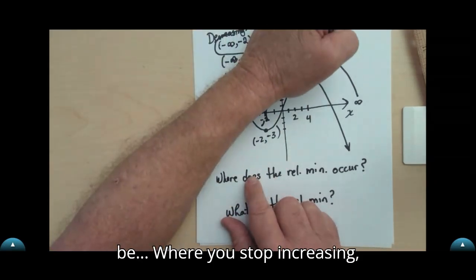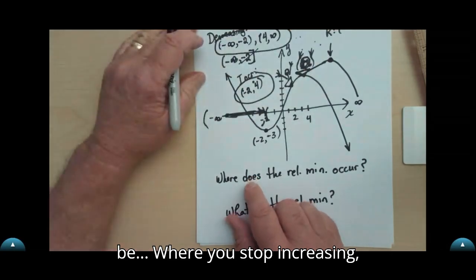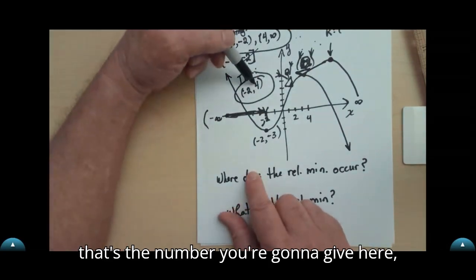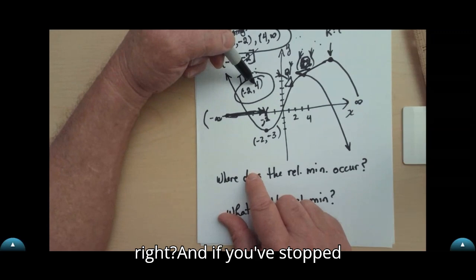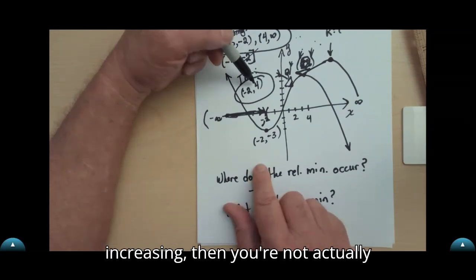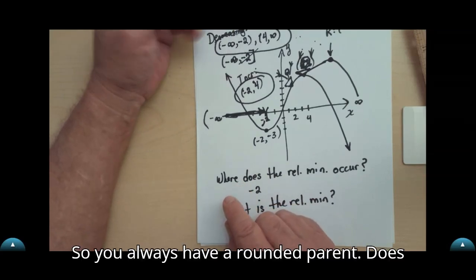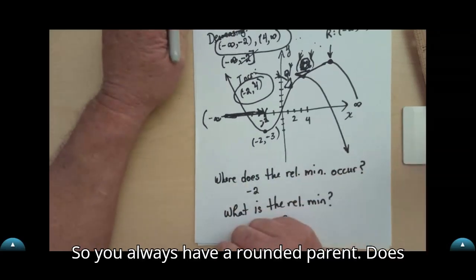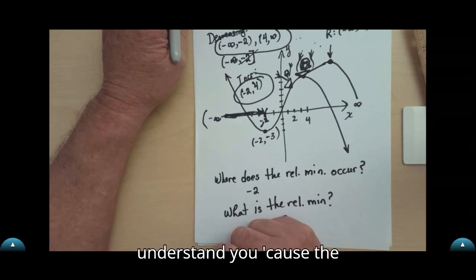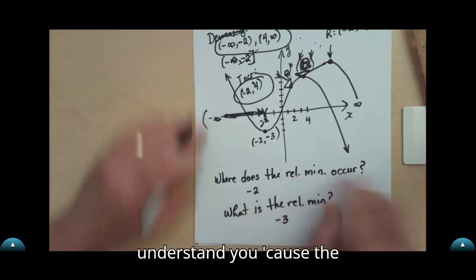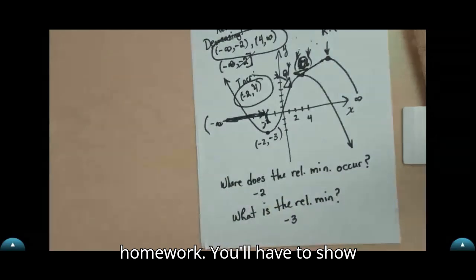It's always going to be where you stop increasing, that's the number you're going to give here, right? And if you've stopped increasing, then you're not actually increasing at whatever that number is. So you always have a rounded parenthesis. Does that make sense?